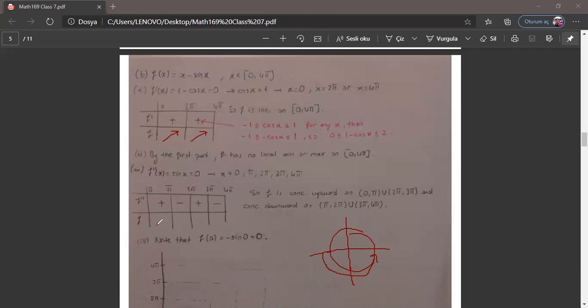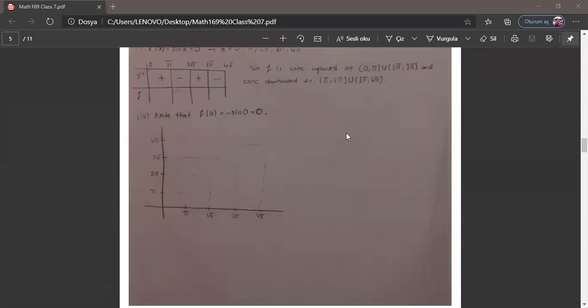We apply the concavity test and get upward, downward, upward, and downward. So these are actually inflection points, which are pi, 2 pi, and 3 pi. Also note that f of 0 is 0, right? Here we plug x equals 0, we get 0, okay? To sketch the graph, it will be helpful. And remember that 0 to 4 pi is our interval. The function is defined there, okay? Now, what do we do?